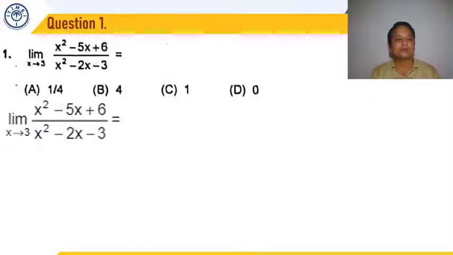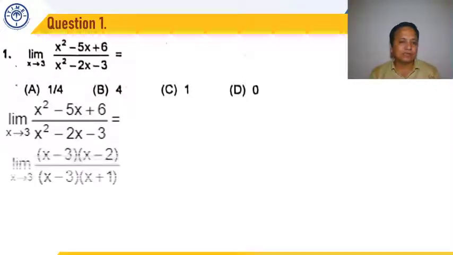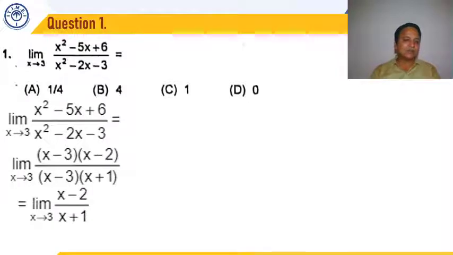We cannot go for substitution at this stage, so we try to factor the numerator and denominator. When we factorize the numerator, it becomes (x minus 3) into (x minus 2). When we factorize the denominator, it becomes (x minus 3)(x plus 1). Now this common part, x minus 3, in the numerator as well as the denominator cancels out, and we are left with (x minus 2) upon (x plus 1).